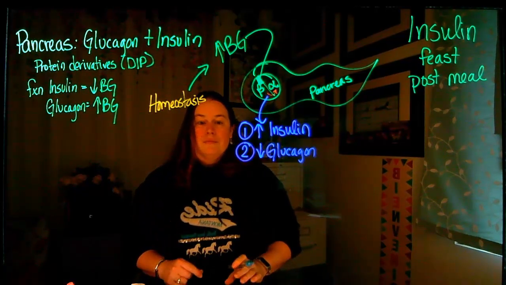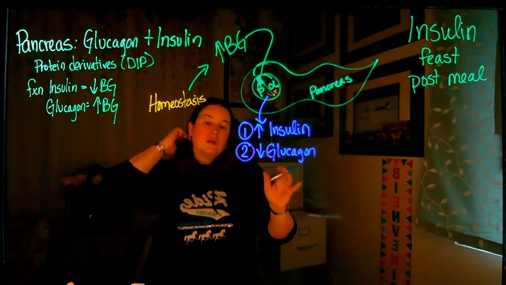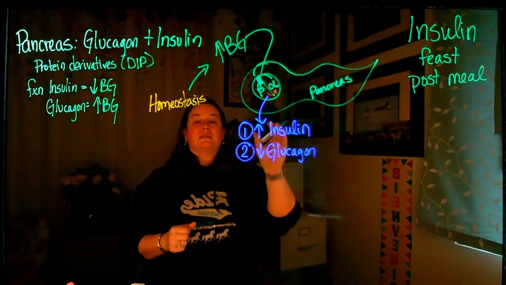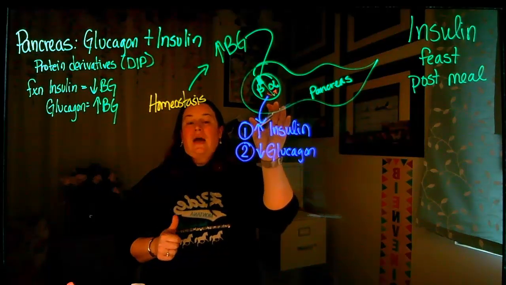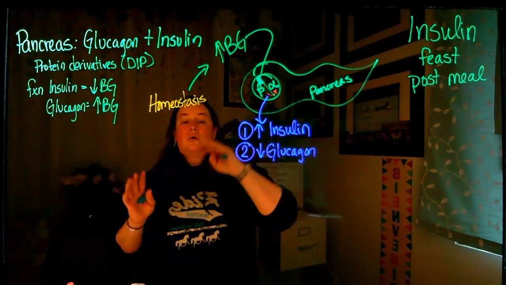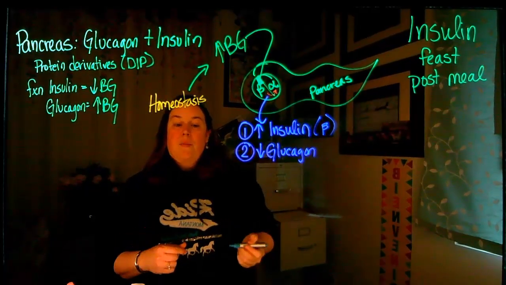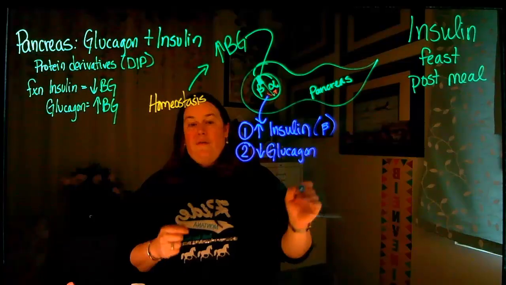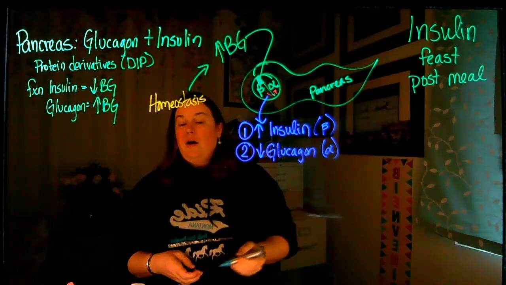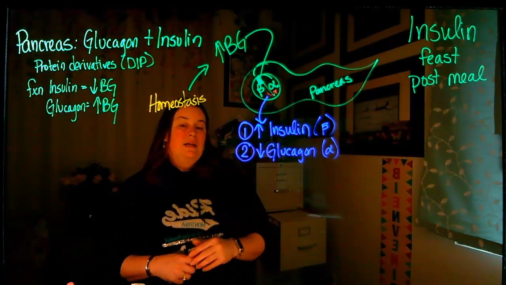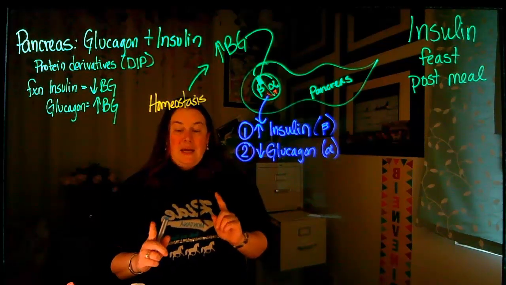So to summarize, when increased blood glucose levels are detected, this is going to tell the pancreatic islets to activate beta cells to release insulin. Put a beta up there as a reminder. And for the alpha cells to lay off their production of glucagon, put an alpha there to remind us that that's going to be inhibitory. This way, these hormones maintain opposite effects.